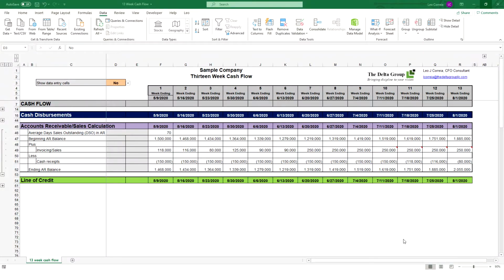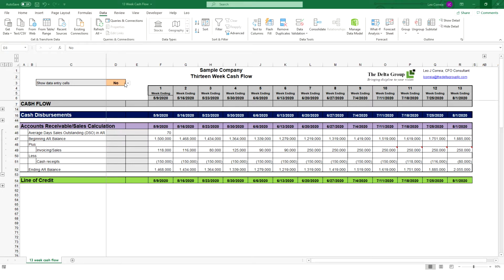Receivable and sales calculation section of the 13-week cash flow. Now, this section is actually pretty easy. It flows very nicely, and all the information that we put in here, again, flows up to the cash balance reconciliation that you saw in one of the earlier videos.